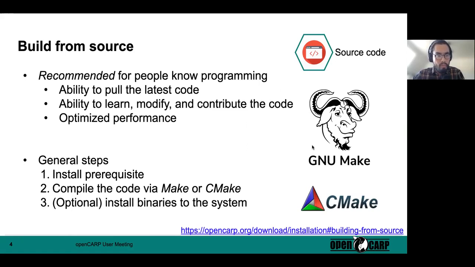And I will give you the general steps for this. The first is to install the prerequisites on your machine. The second is to compile the code via make or CMake. Both Makefiles and CMake files are well maintained by the maintainers, so just choose the one you like. And then you can optionally install your binaries to your system, or you don't have to do that.